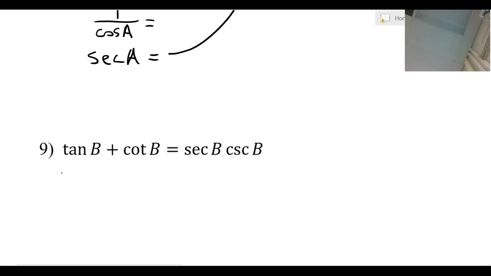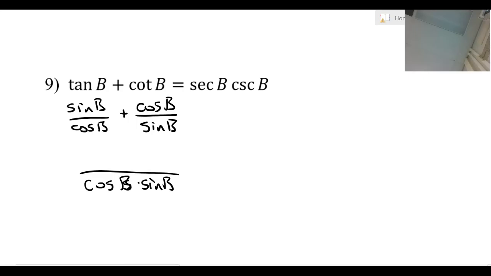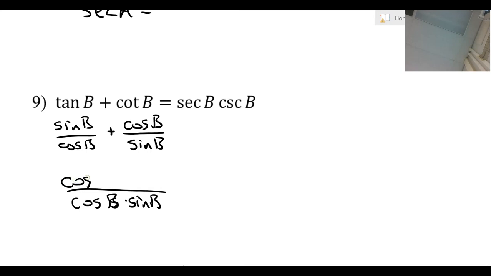Number 9, we have tangent is sine b over cosine b. Cotangent is cosine b over sine b. I need to get like denominators. So the like denominators for those have to be cosine times sine. The way I'm going to get that is I'm going to multiply the first fraction by sine over sine, and the second fraction by cosine over cosine. What's nice there is I then have sine squared plus cosine squared.